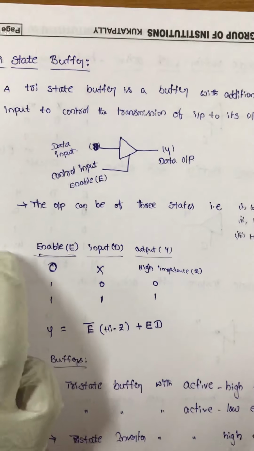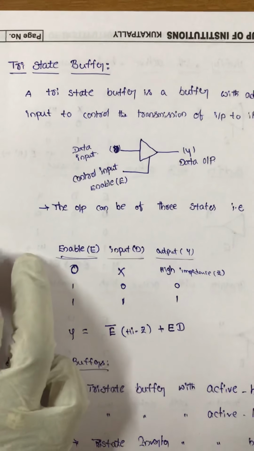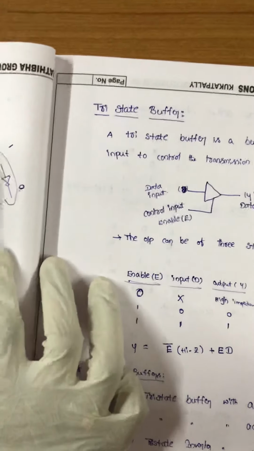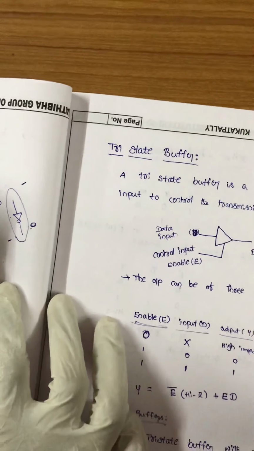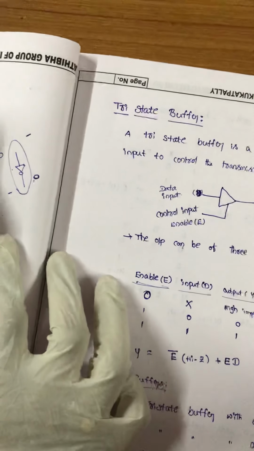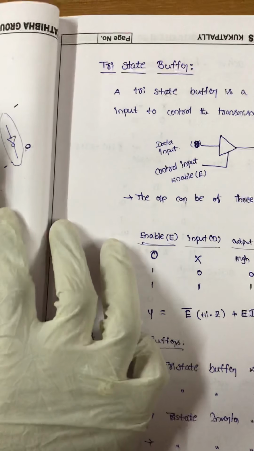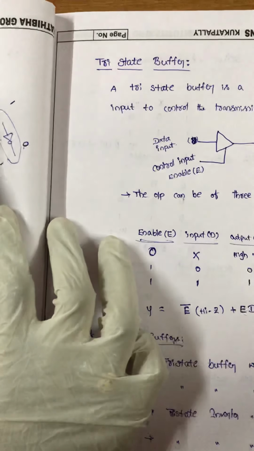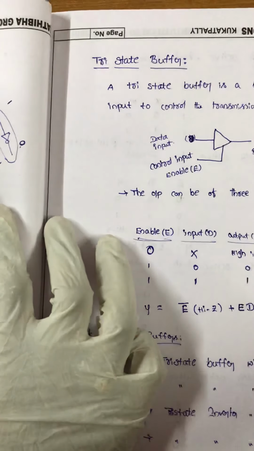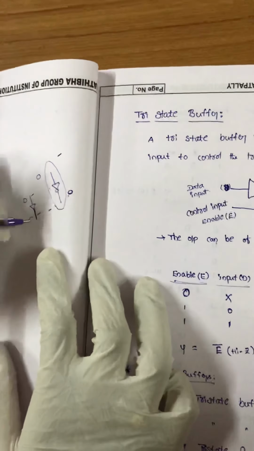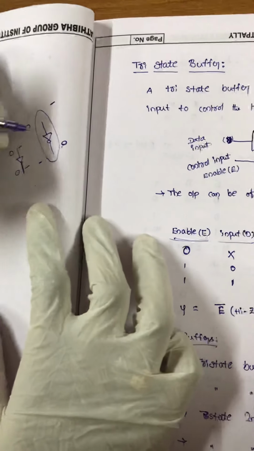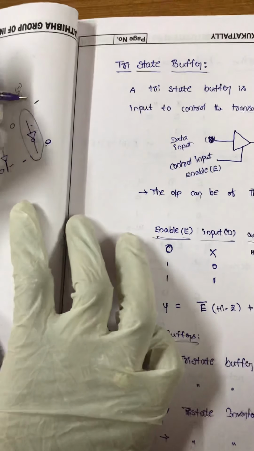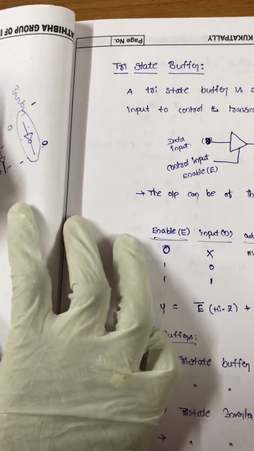Coming to the buffer, the diagram is represented like this. Here there is no bubble. No bubble means the input is transferred to the output as it is. So if 1 is the input, the output is also 1. If 0 is the input, the output is also 0. So that is the difference between the inverter and the buffer.